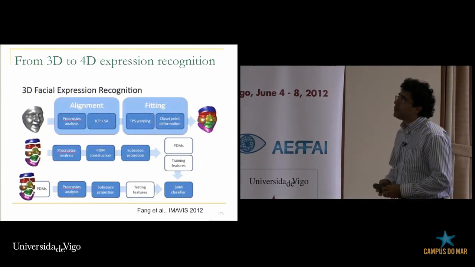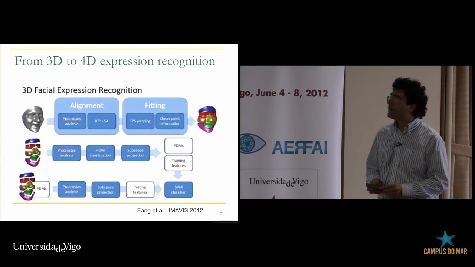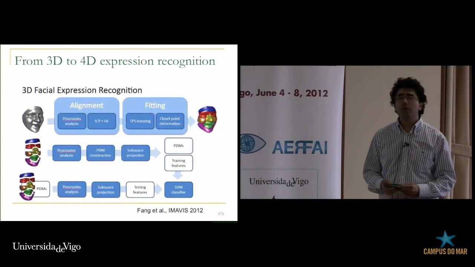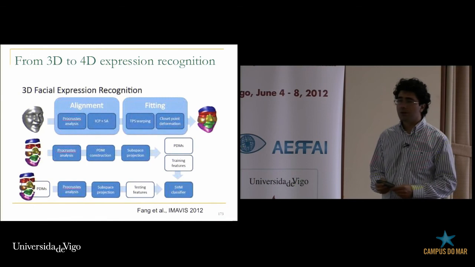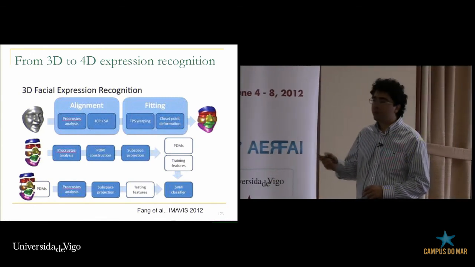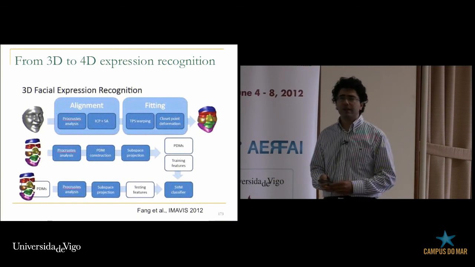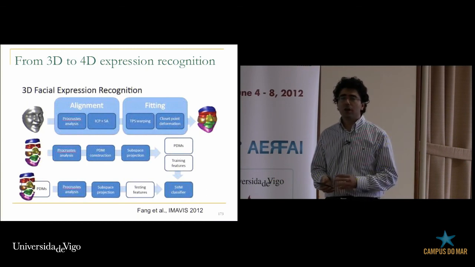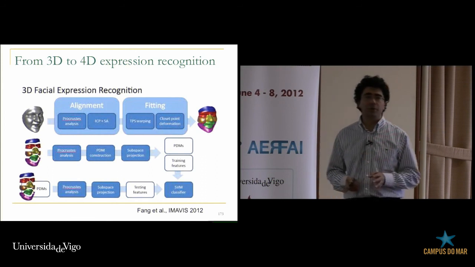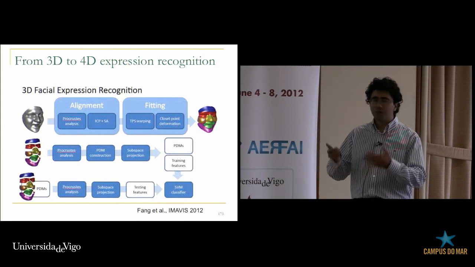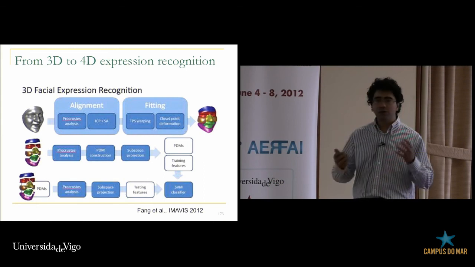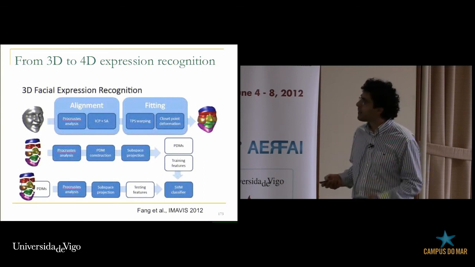From 3D to 4D, I don't have much to say on 4D because there are only a few 4D databases around still. 4D means when you have 3D with time. There are a few scanners that are really very expensive that can acquire 3D information at 25 frames per second. So you'll get 3D in time, and then you can do temporal processing in time.